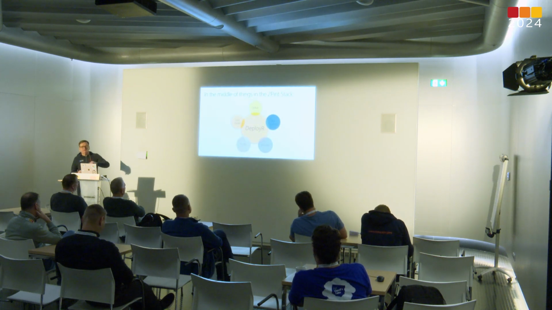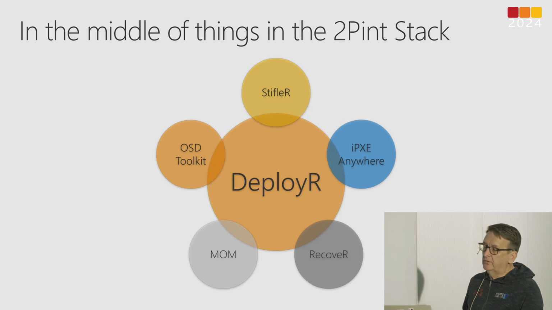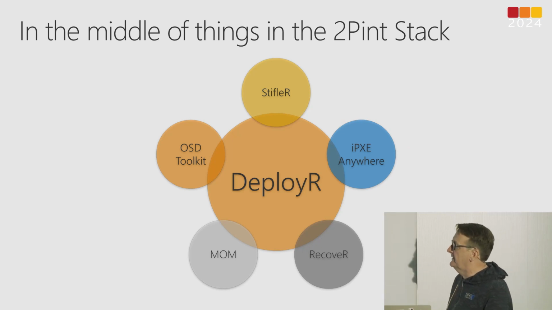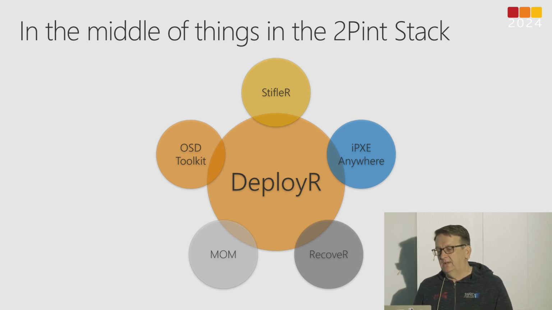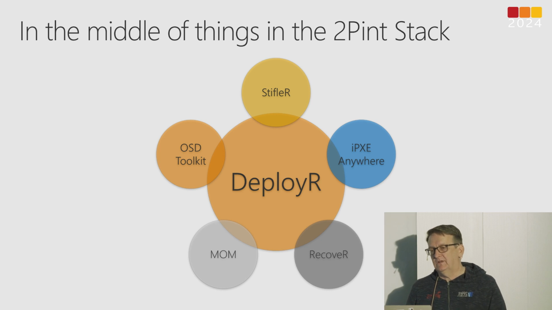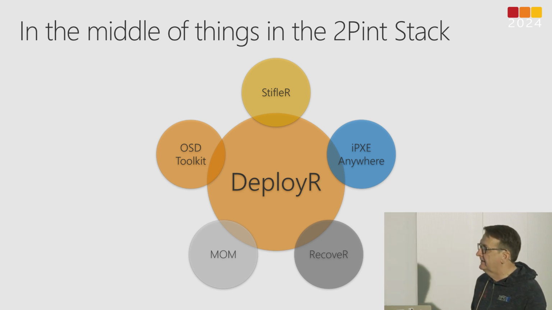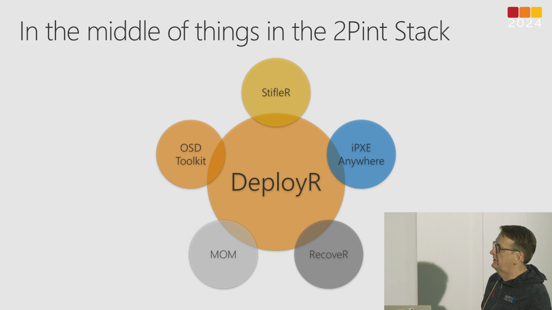So here's where it sits in the 2Pint stack. For those of you that are not familiar, StifleR is at the top there. That's our real-time network management, bandwidth management solution. And then going down on the right-hand side, we have iPXE, which is our HTTP-based PXE server solution.